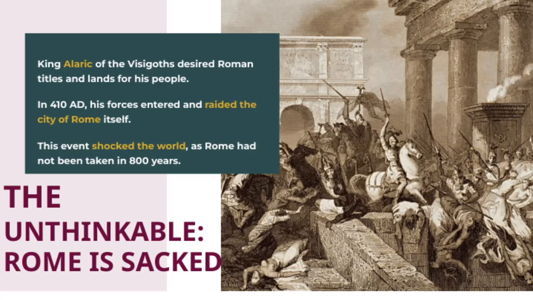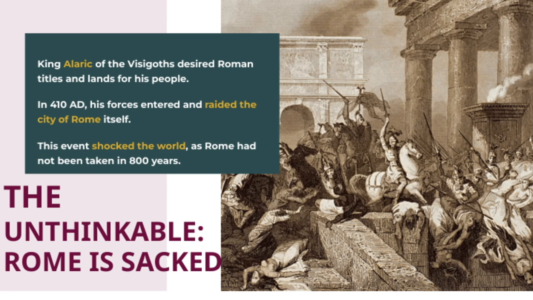This slide is about one of the most shocking moments in history, the sacking of Rome. Imagine, Rome had not been taken in over 800 years, so when this event happened in 410 AD, it truly stunned the world. The forces led by King Alaric of the Visigoths entered the city and raided it, causing widespread shock and fear. What's important to understand here is that Alaric's goal wasn't just destruction.